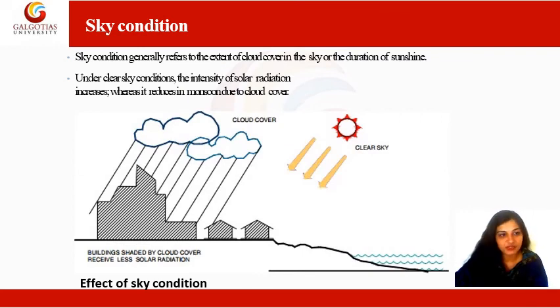Coming to sky condition. Sky condition generally refers to the extent of cloud cover in the sky or the duration of the sunshine. Under clear sky conditions, the intensity of solar radiation increases, whereas it reduces in monsoon due to cloud cover. So cloud cover affects the building; with less radiation, the temperature will be less. So sky condition also matters in determining the weather of a particular region.